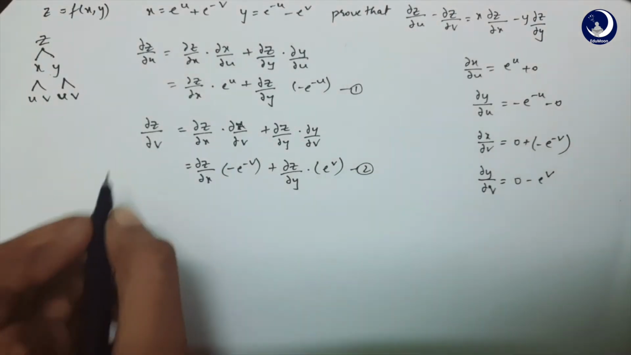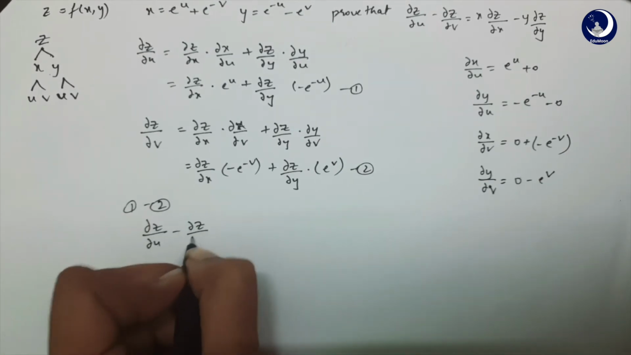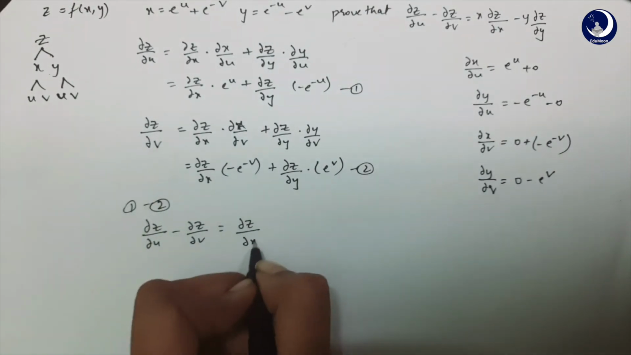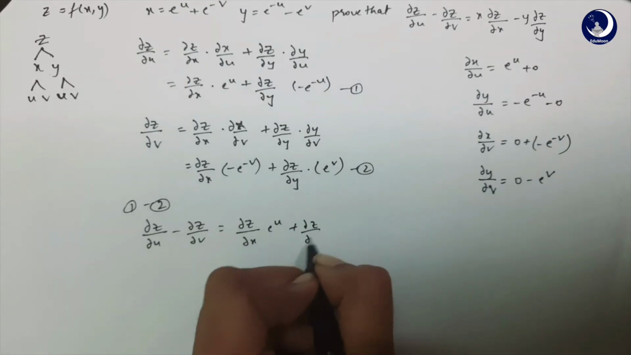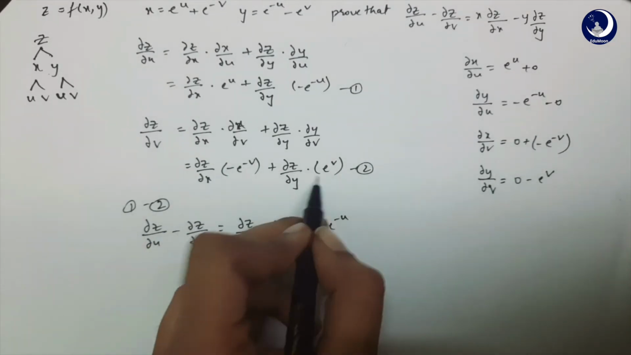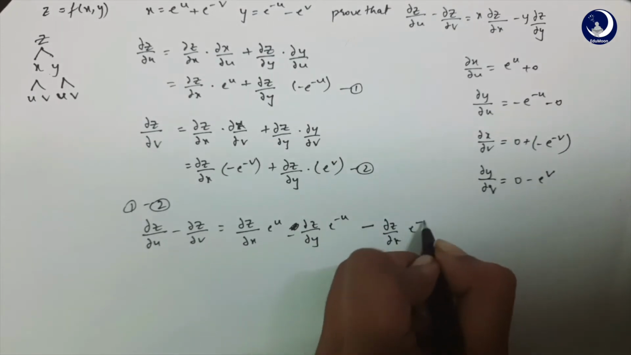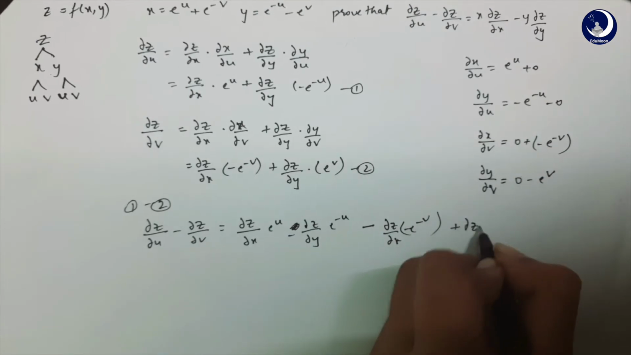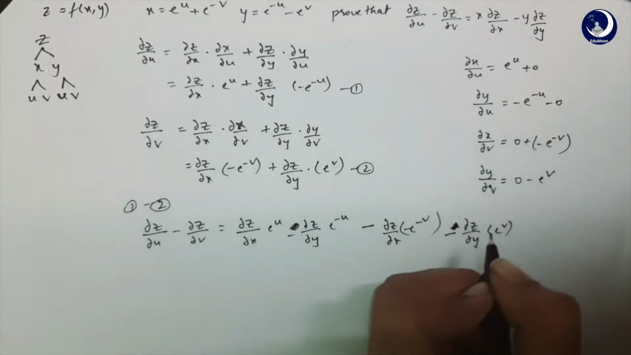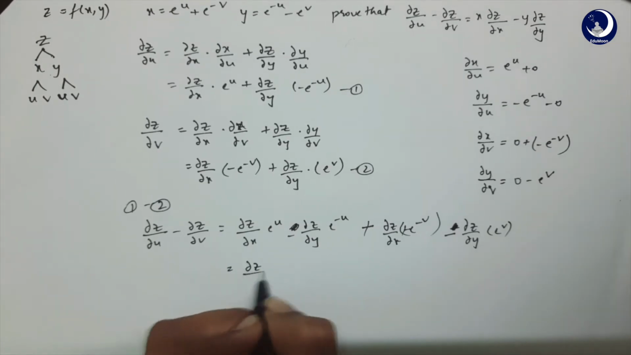That is equation 2. Now equation 1 minus 2 would be ∂z/∂u minus ∂z/∂v equals ∂z/∂x e^u plus ∂z/∂y (−e^(−u)), and this whole thing minus [∂z/∂x e^(−v) plus ∂z/∂y (−e^v)]. The negatives get cancelled, so we take dz/dx as common.